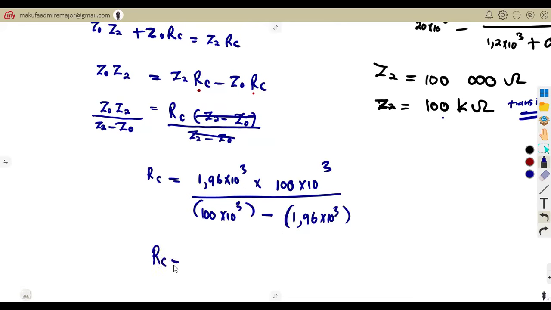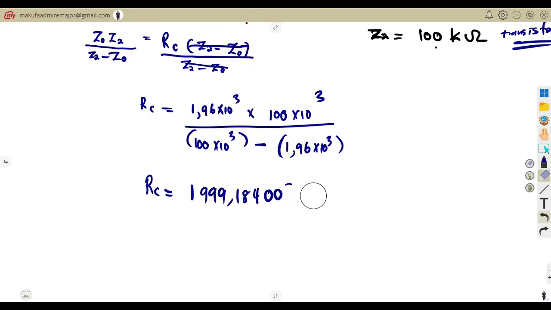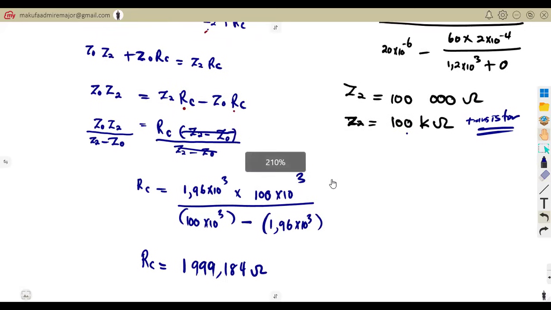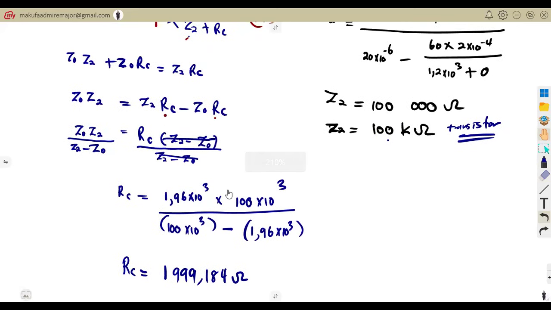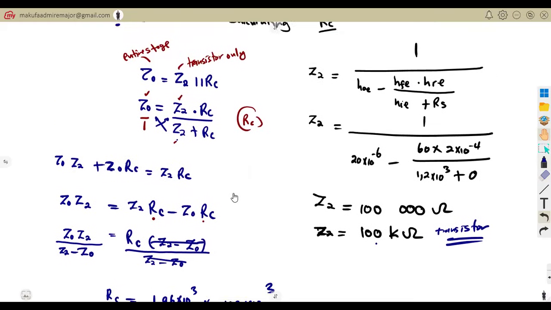So this was going to give us the collector resistance. And that was going to give us 1,999,184,007, this and that, ohms, which we can also write as kilo ohms. You can even round these decimals, guys, to 3 decimal places like that. You can write this in kilo ohms if you want, or just leave it like that. That's your RC, which we are saying is the same as writing a ZL from our equivalent circuit. So that was our condition there.